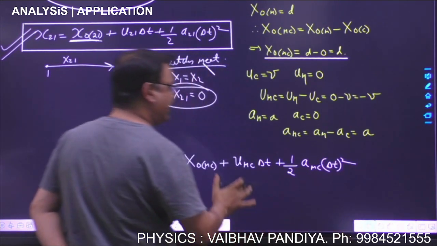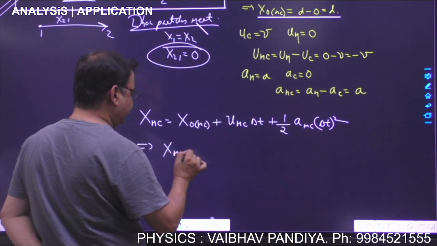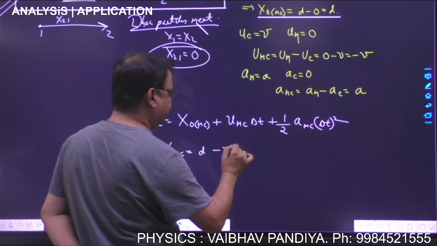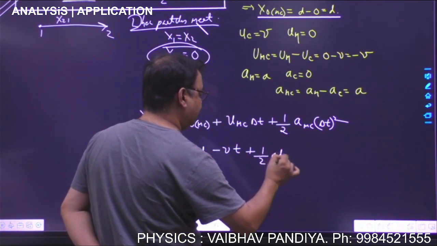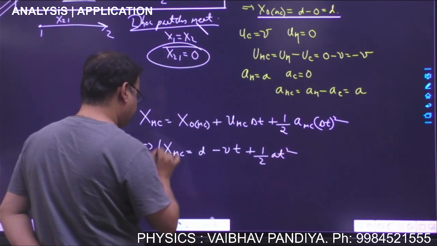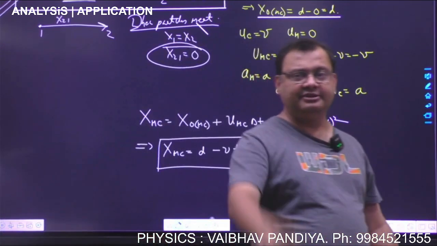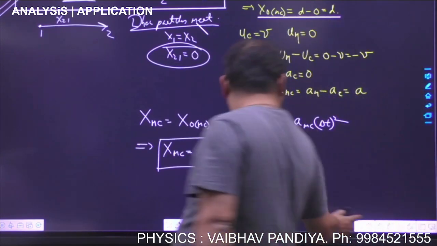Now simply put the values. So I'll get this thing as what? Plus d. This is coming to be minus v, delta t is t, and this comes to be half a t square. Okay, so this is coming to be the relative position. X_MC means the position of the motorcyclist with respect to the car.